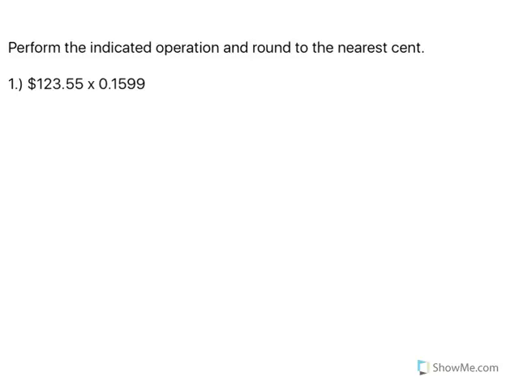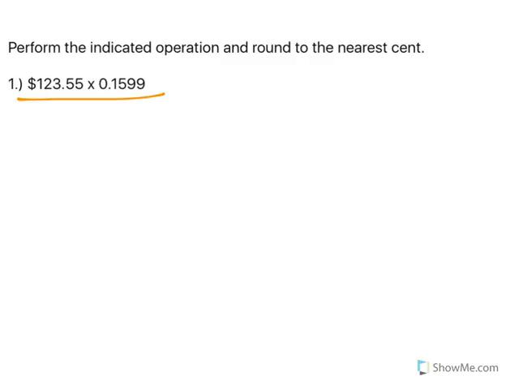This video goes through some skills practice with percents and order of operations. So we're just going to work through each of these, rounding to the nearest cent because you'll see we're dealing with money. Now in this case we are just multiplying $123.55 times 0.1599, and that's just a decimal.